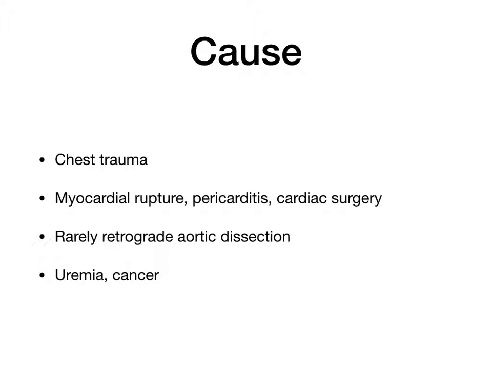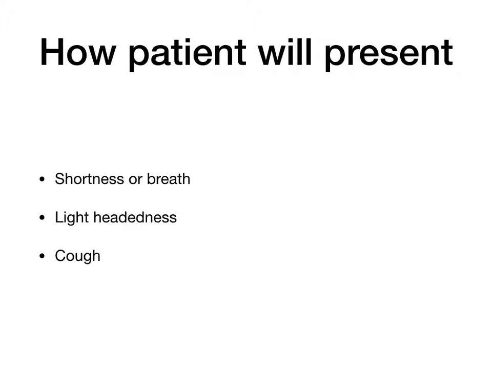The causes of cardiac tamponade are chest trauma, myocardial rupture after myocardial infarction, which usually happens from the first day to 3 weeks, mostly on the third to fifth day, pericarditis, cardiac surgery, rarely a retrograde aortic dissection, uremia, and cancer. The patient is going to present with shortness of breath, lightheadedness, cough, or loss of consciousness.